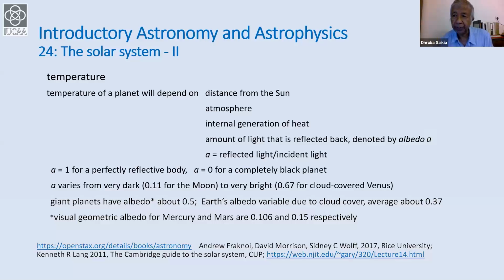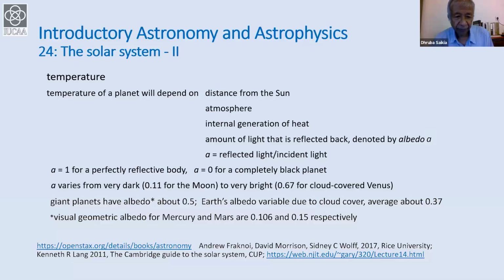Very often when they use the word albedo, they're referring to the visible region of the electromagnetic spectrum. But they also give what is called as the bond albedo, where they consider the entire electromagnetic spectrum. But more often when they refer to albedo, they're talking about the visible region. So when you see that A is equal to 1 for a perfectly reflective body, that means all the light is just being reflected off, nothing is going to heat the planet at all. And A is equal to 0 for a completely black planet, means everything is absorbed.